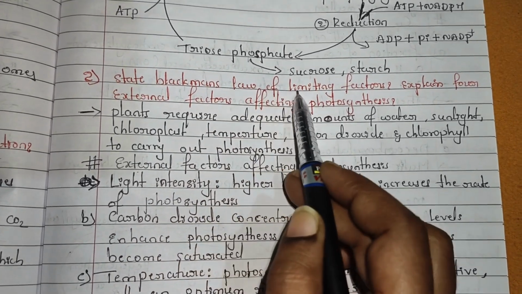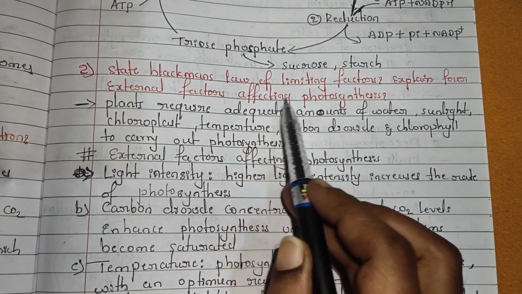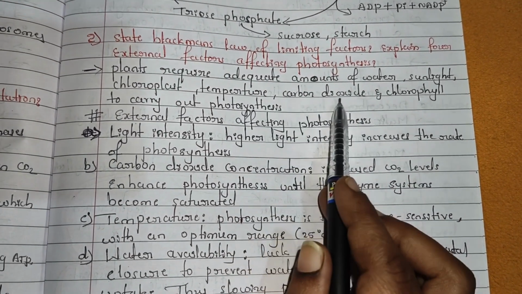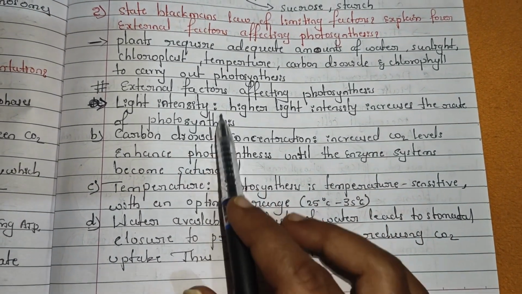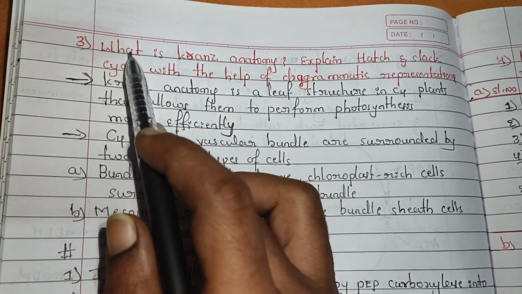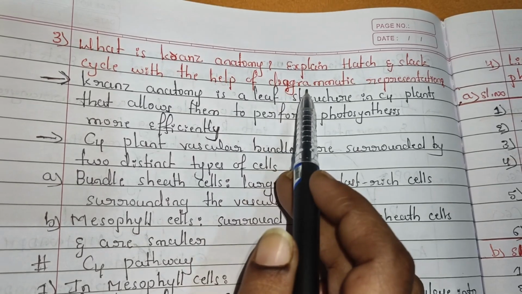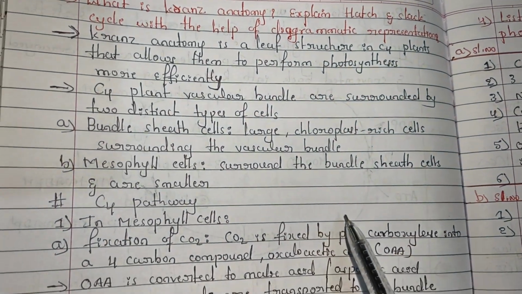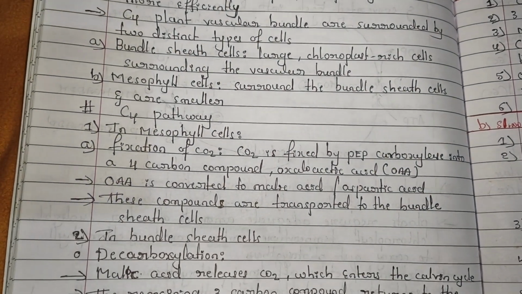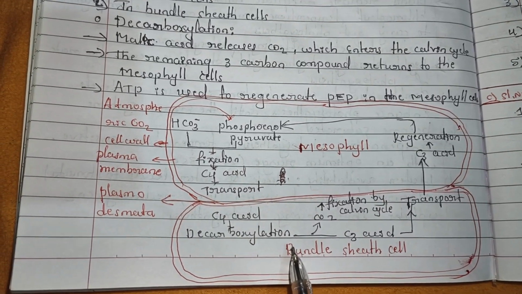state Blackman's law of limiting factors and explain the four external factors affecting photosynthesis. So here the statement is there, and the four factors that affect photosynthesis. Next question: what is Kranz anatomy? Explain the Hatch-Slack cycle with the help of a diagrammatic representation. Here the points are there. And at the end I have given the schematic representation.